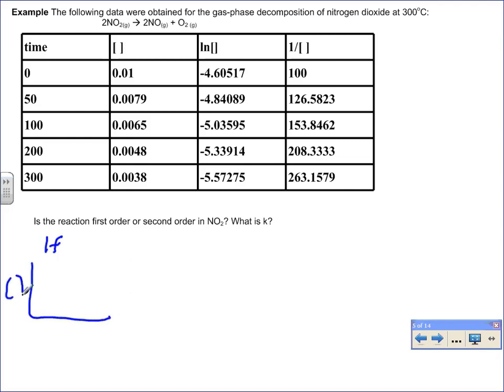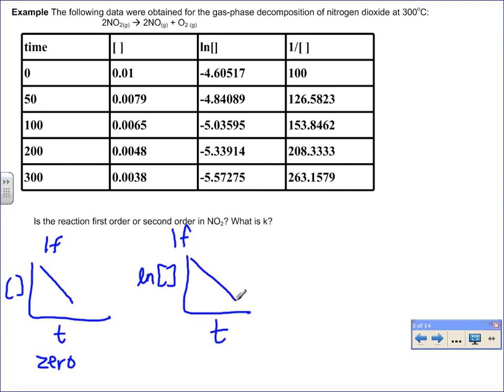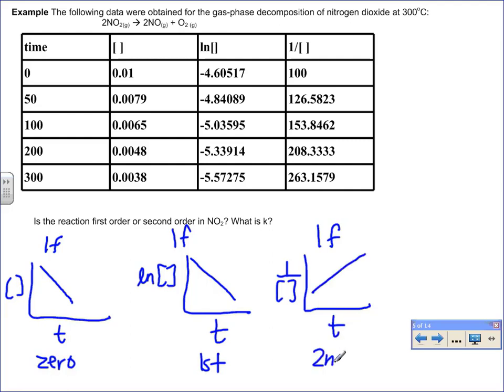If the concentration versus time was linear, then we would know that it's zero order. If not, then we need to check the next one. If ln of concentration versus time is linear, then we know it's first order. And if 1 over concentration versus time is linear, then we know that it's second order. So we need to manage this data. In Excel, I took the concentration data and took the ln of each value. So the ln of 0.01 is negative 4.6, and so on. I also did 1 over concentration, because it's easiest for me to just test both of these, ln and 1 over concentration versus time, and then I can make my decision.